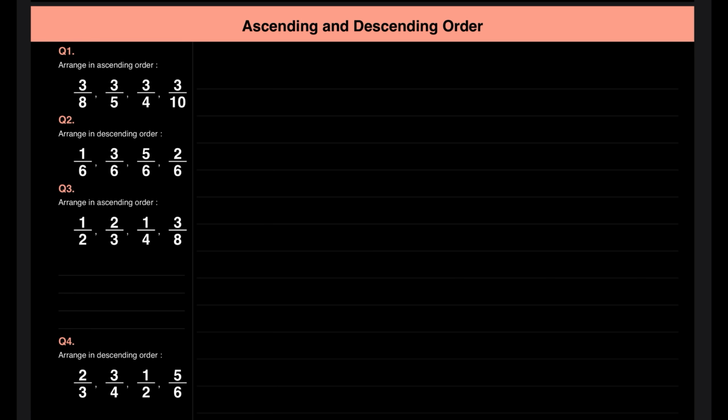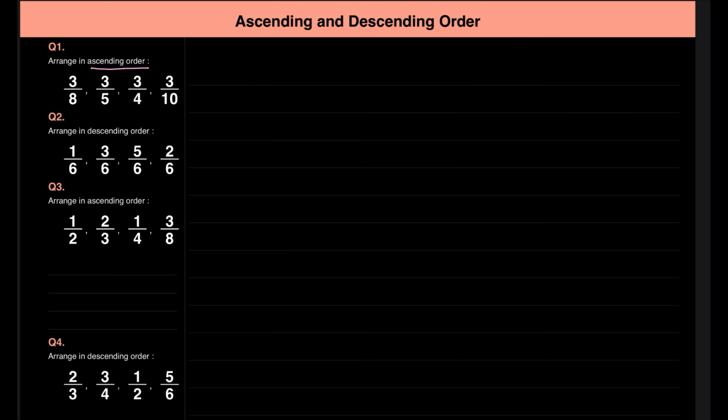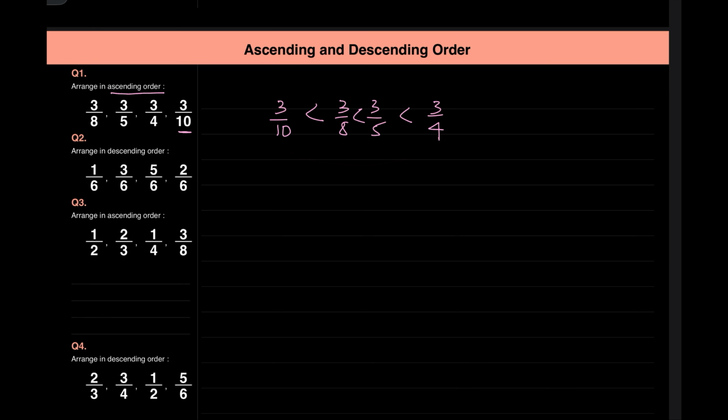Okay, in the next one, we have to arrange the fractions in ascending or descending order. Look at the very first one, guys. What can we see? These are unlike fractions, yes, but look at the numerators. When the numerator is the same, we do exactly the opposite. That's what we just discussed. So 3 upon 10 is the smallest fraction, after which we get 3 upon 8. Then is 3 upon 5. And the last one is 3 upon 4.